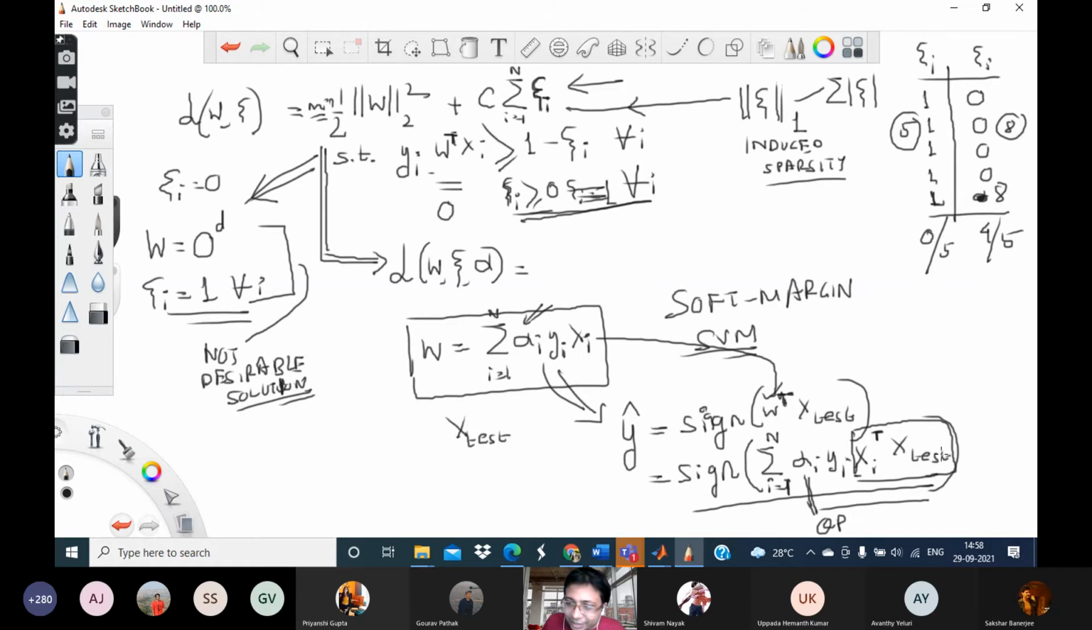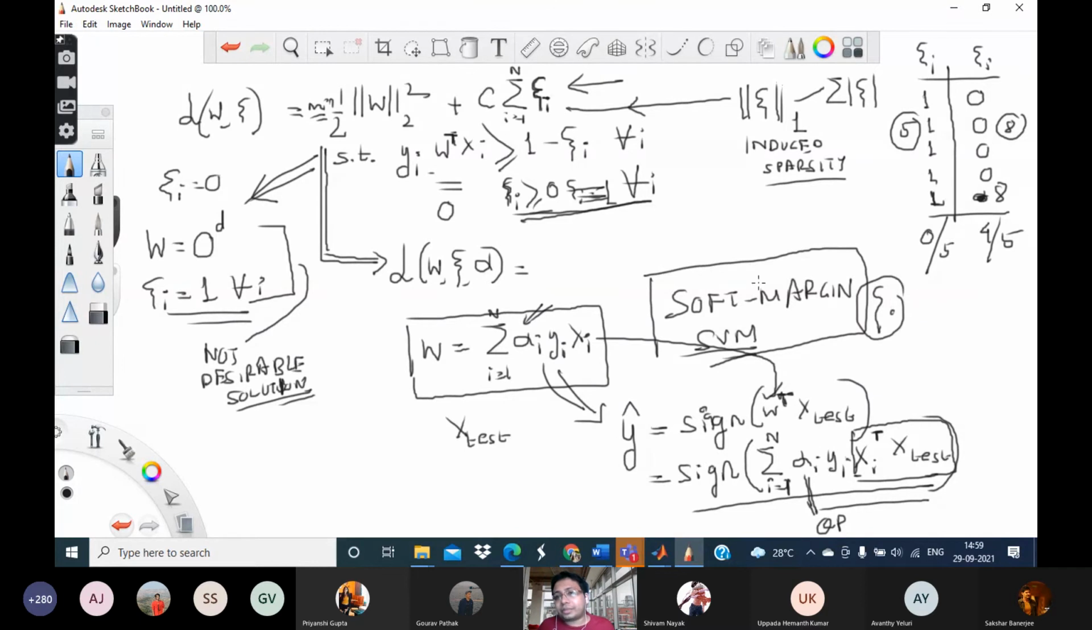One more interesting thing to be noted here is that the xi i is not at all present. So we did all the calculations using the xi i's and so on, but when it comes to the actual classification, then xi i does not play any role. So this formulation we called the soft margin SVM using the xi i's.